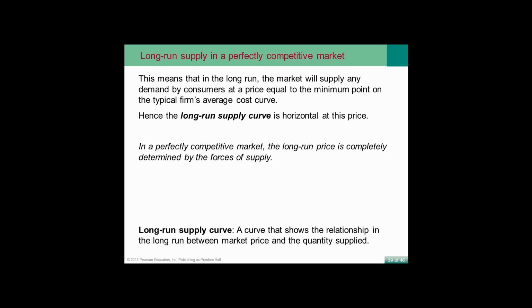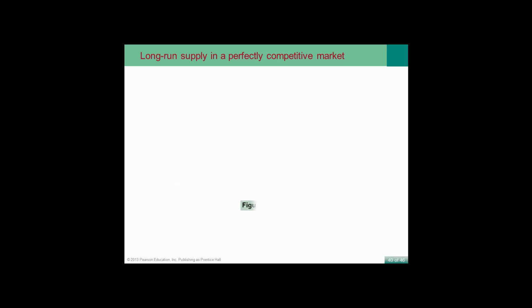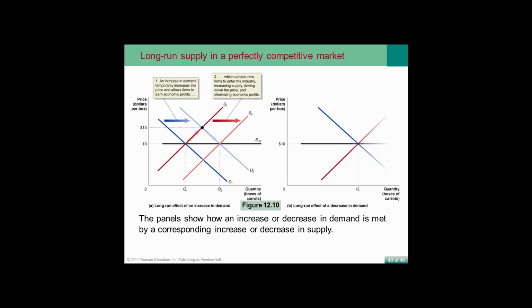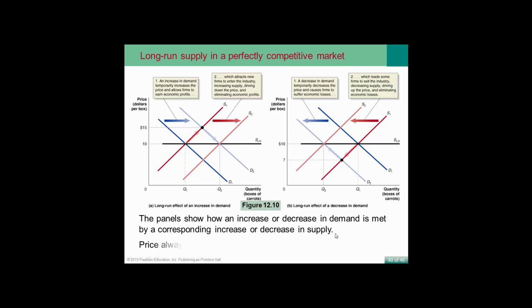In a perfectly competitive market, long-run price is completely determined by the forces of supply. A long-run supply curve shows the relationship between long-run market price and the quantity supplied. The number of suppliers basically just adjusts to meet demand at the lowest possible price. And this is the long-run supply curve. It's a horizontal line.